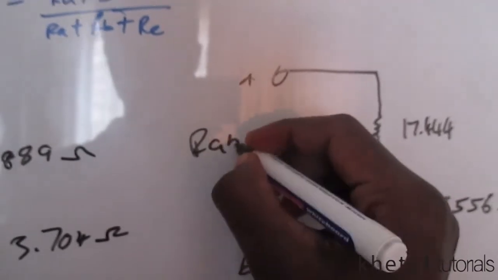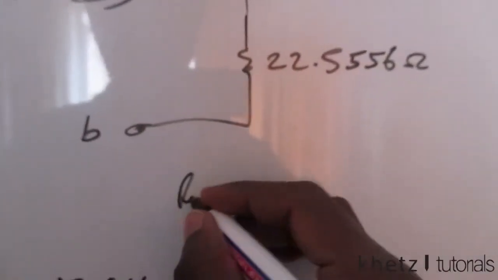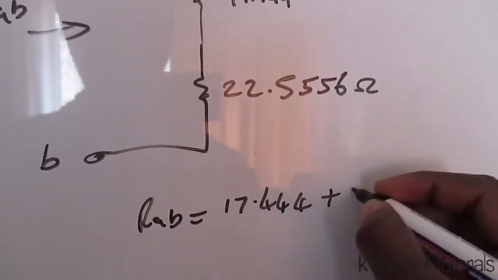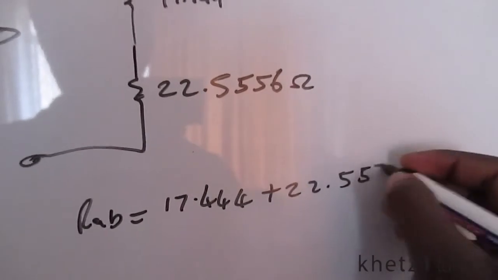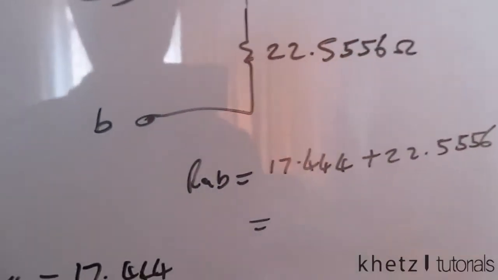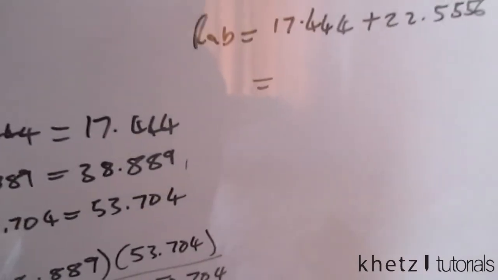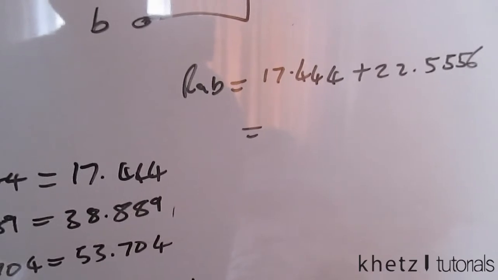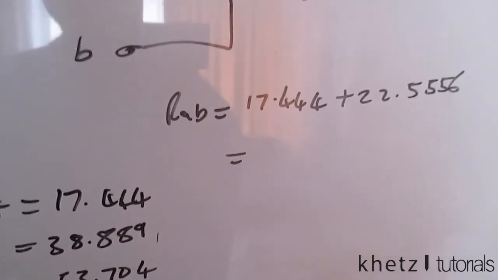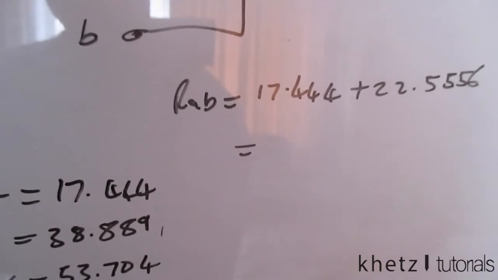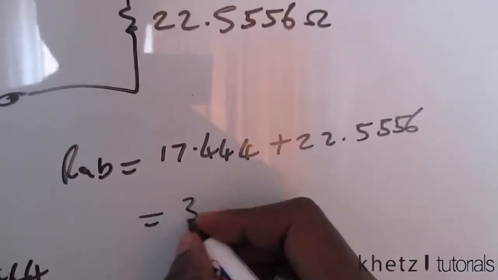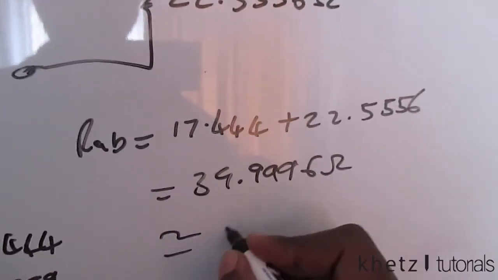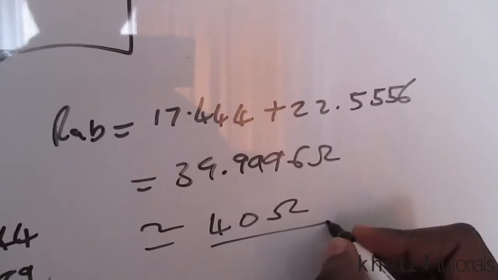Which means RAB, the equivalent resistance at terminals A and B, is equal to 17.444 plus 22.5556. So you're going to say 22.5556 plus 17.444, and the answer which you get is 39.9996, which is approximately equal to 40 ohms, which is what's written in the textbook.